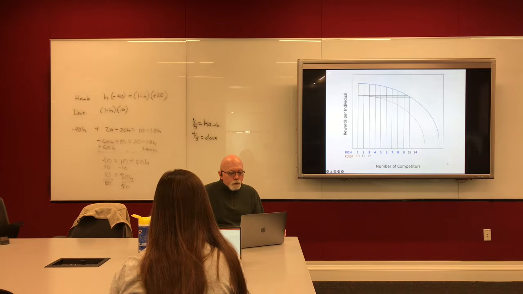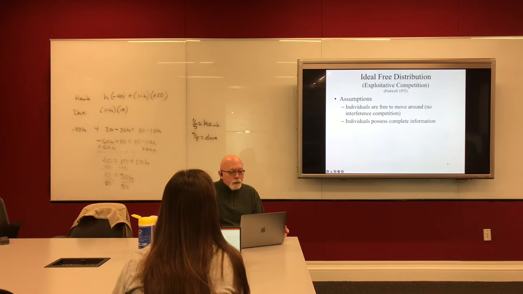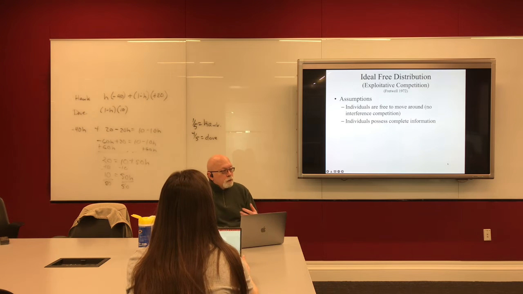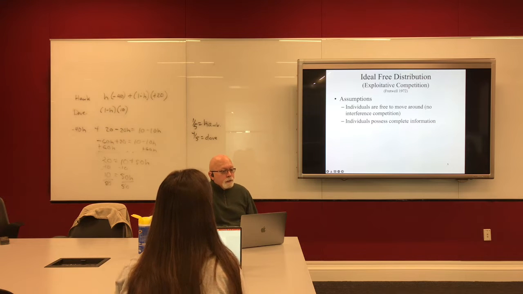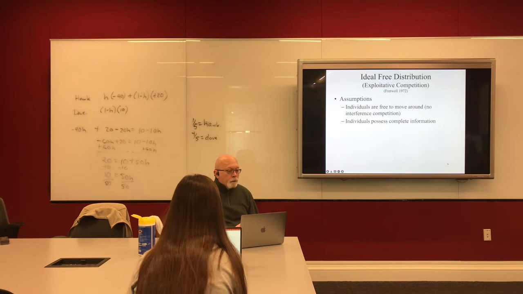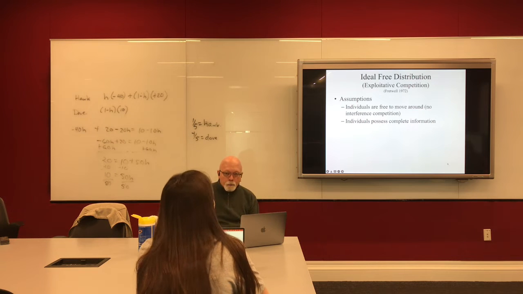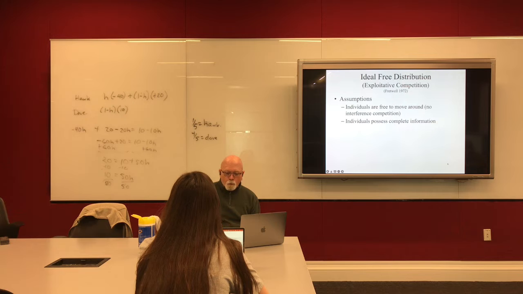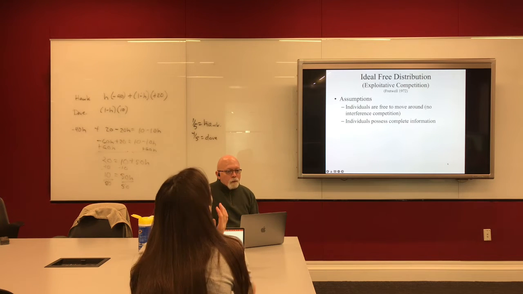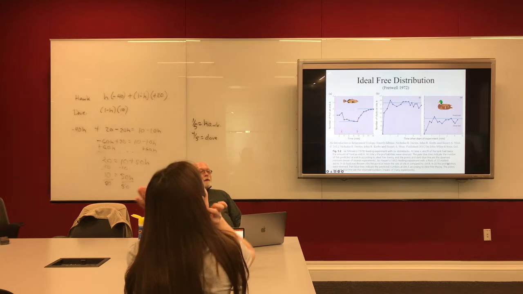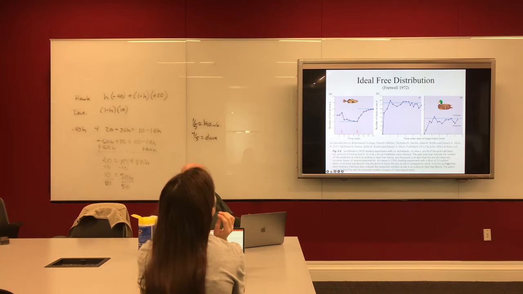Ideal free distribution. We got to the end where we were talking about the assumptions. Individuals possess complete information, and that information is without error, and individuals are perfectly free to move around because there's no interference competition. I demonstrated that with markers last time and winded myself by basically walking around the room collecting markers. Strangely enough, I clearly need more exercise. So, some experimental tests of ideal free distribution.